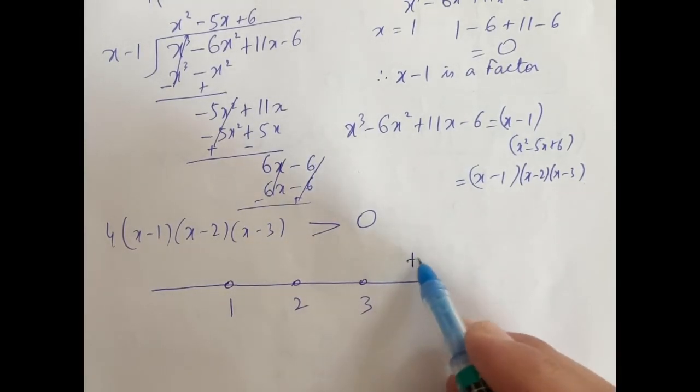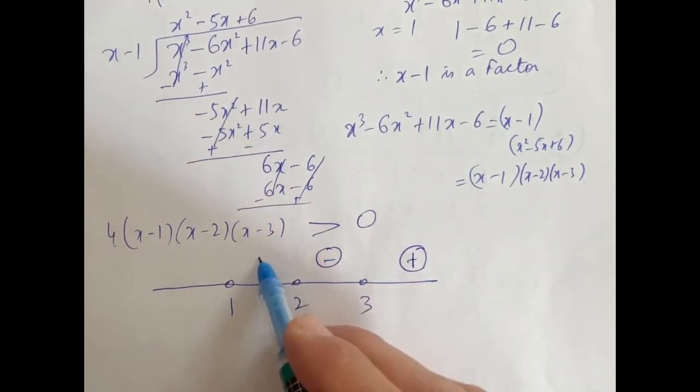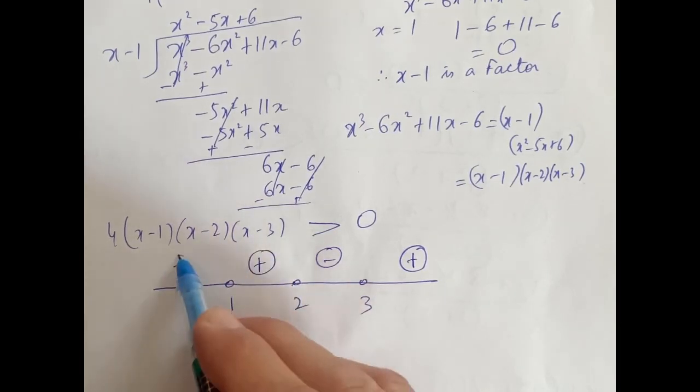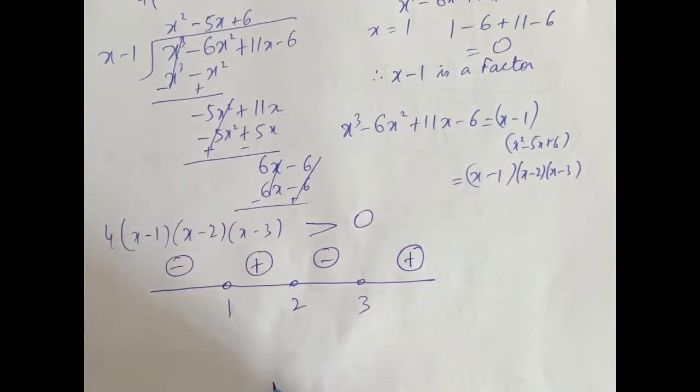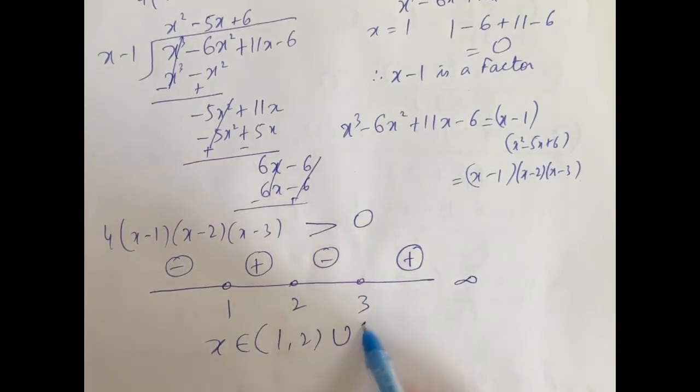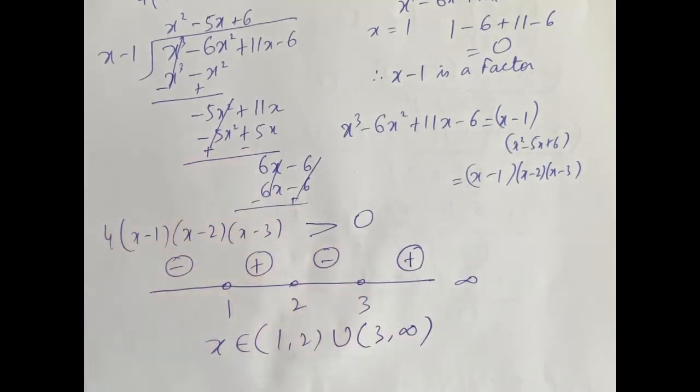Rightmost part positive sign, negative sign alternately, then positive and again negative. We need greater than 0 means positive sign. Positive sign is from 1 to 2. We write x belongs to 1 to 2, union 3 to infinity. So this is the answer.